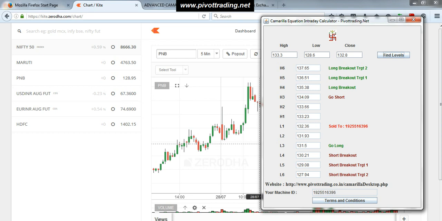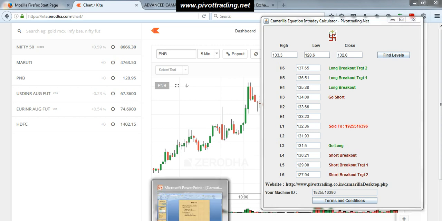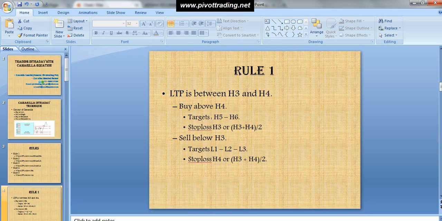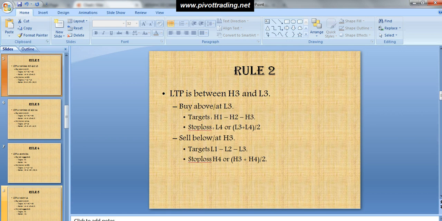Now let's see 132.90, where does it fall? 132.90 is below H3 and above L3. So it is falling between H3 and L3. Let's see which rule applies here. When it falls between H3 and L3, rule 2 applies. So what does rule 2 say? We go and buy at L3, we sell at H3.